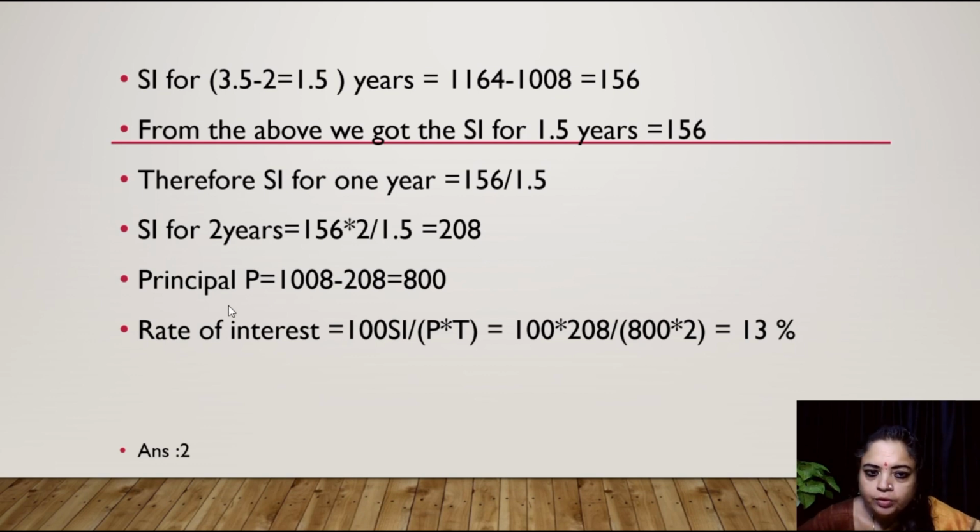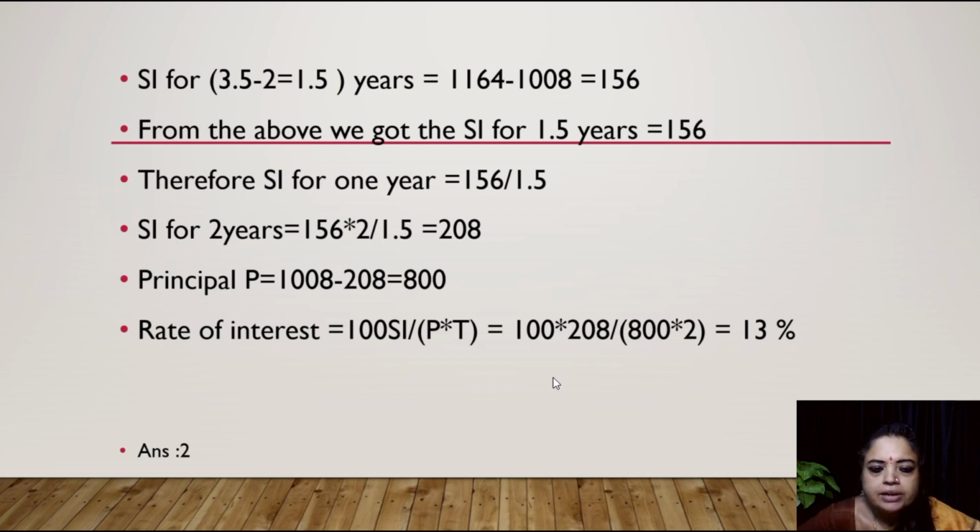Now, we need to calculate the principal amount for the first year. Since we have calculated the simple interest for 2 years and you also know the principal amount for the 2 years, we can subtract 1008 minus 208, which will be 800. That is the principal. And for 2 years, the rate of interest can be calculated as 100 into SI by P into T. So that will be 100 into 208 divided by 800 into 2, which is 13%.